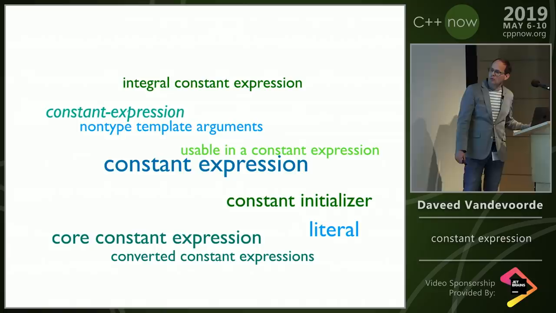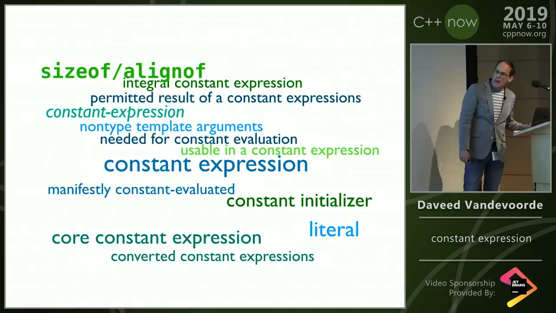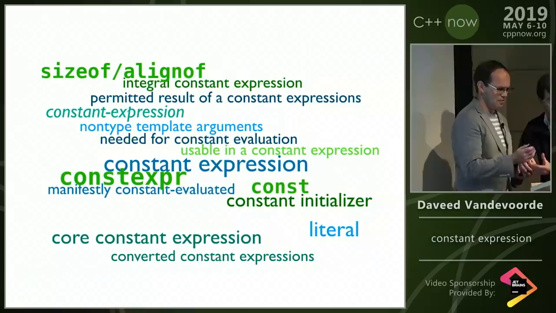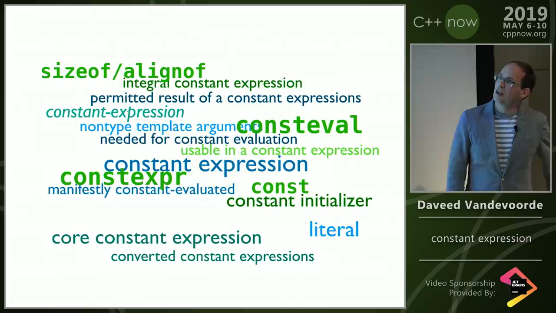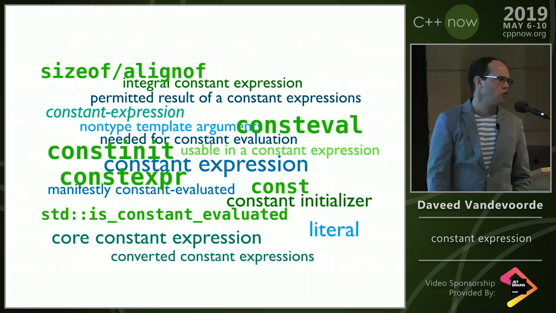Then you need some building blocks, you know, of course, literals and things like sizeof and the line of. And it just keeps on coming, right? There's things like permitted result of a constant expression. In C++20, we have this new notion of manifestly constant evaluated. Constexpr, we have had for a while, but now we have consteval, we have constinit, and we've got some pretty magical function, is_constant_evaluated. And I've only just started scratching the surface, and I'm not gonna fit this in an hour and 30 minutes.